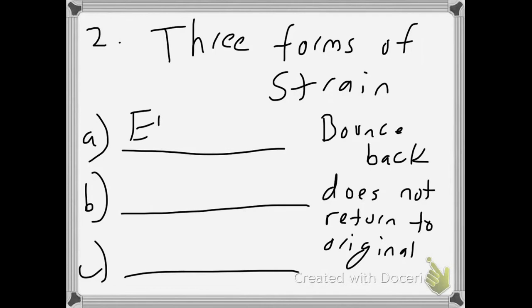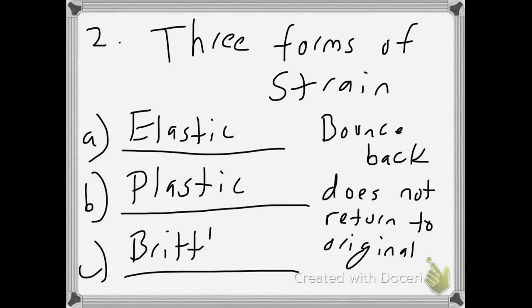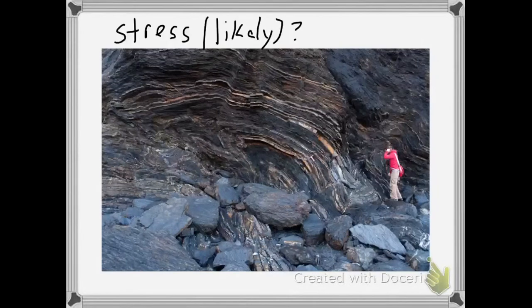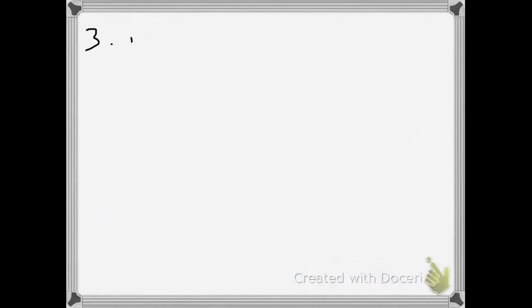So the first one, bouncing back to its original shape, is called elastic. If it does not, it's known as plastic. And then if something breaks, it is brittle. Okay, so we're going to use this knowledge in this picture. So this is a real-world picture, not taken by yours truly. What type of likely stress was involved in creating this structure? Probably compressional stress. And how have the rocks behaved in response to that stress? Well, they have strained plastically. They will never bounce back to their original shape.